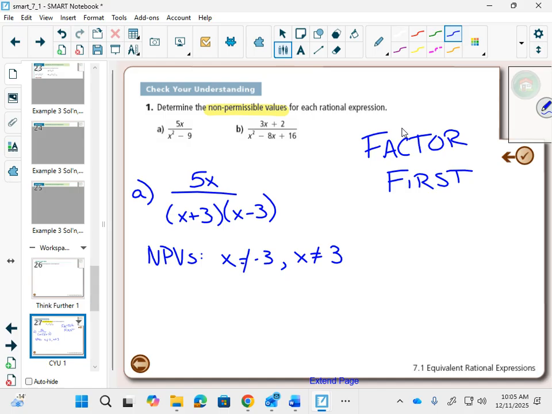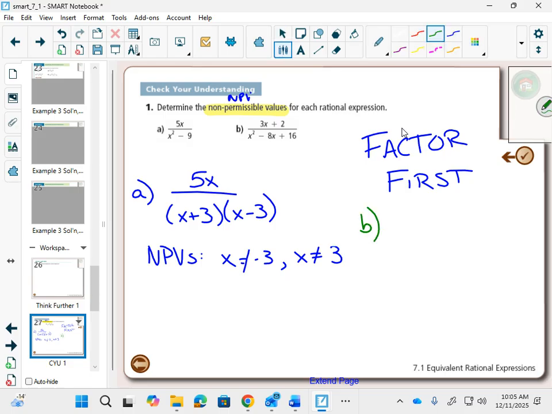What does NPV stand for? Non-permissible value. I'm going to use the abbreviation NPV for non-permissible value, because it's way quicker. Is that okay? So let's look at B.